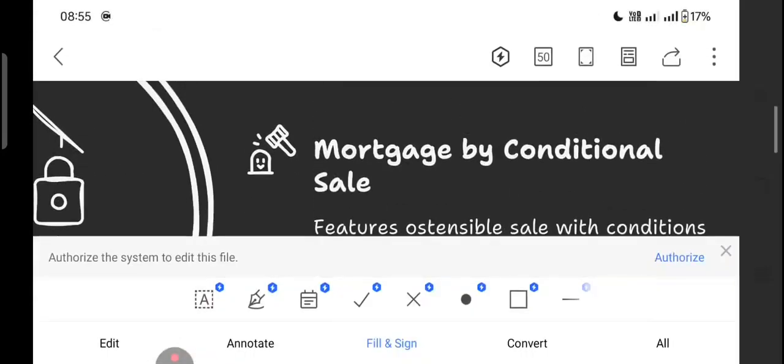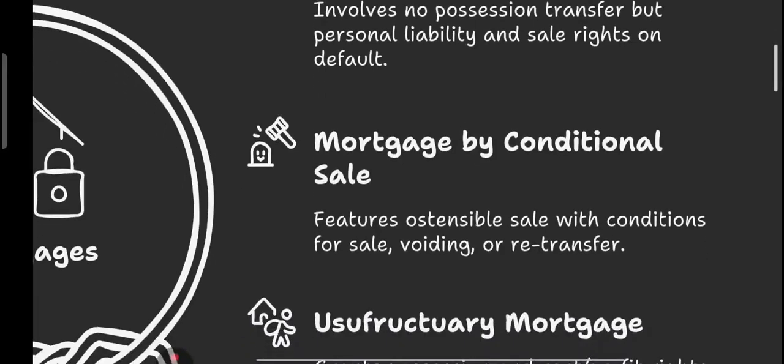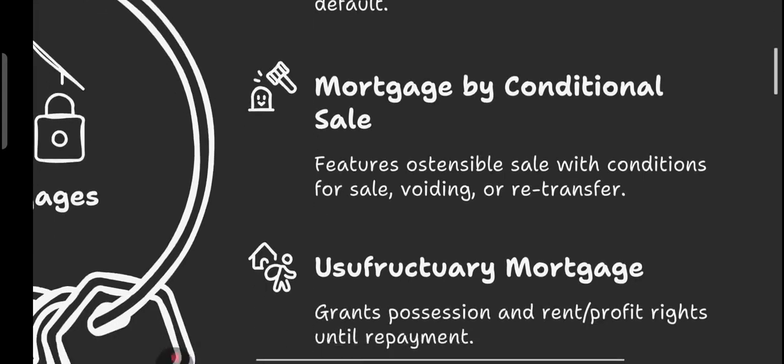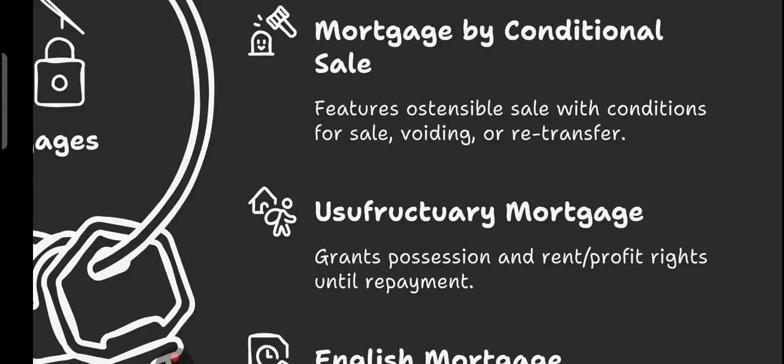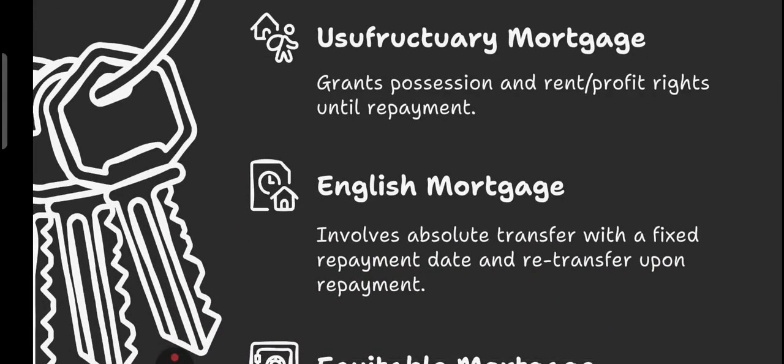Let me remind you. In a simple mortgage, the borrower keeps the property, but if they fail to repay the loan, the lender can sell it. Mortgage by conditional sale is just like a sale, but with a catch: if the borrower repays, the sale is cancelled. Usufructuary mortgage means rent will be collected by the lender, so the lender gets to use the property and earn income from it. Then we have English mortgage, where there is a full transfer of property to the lender.